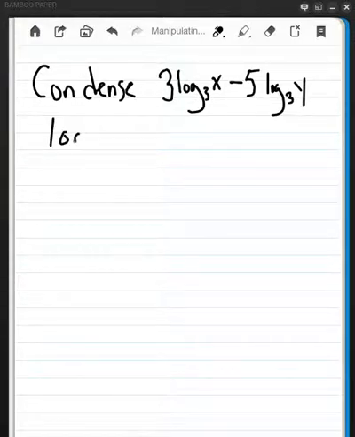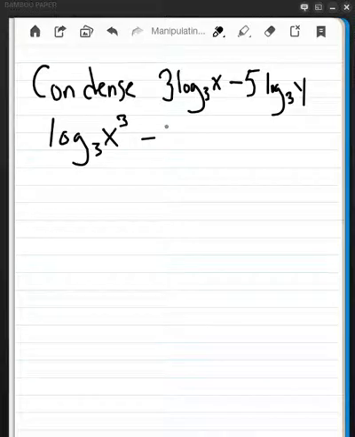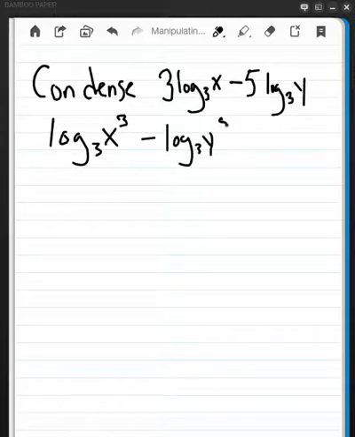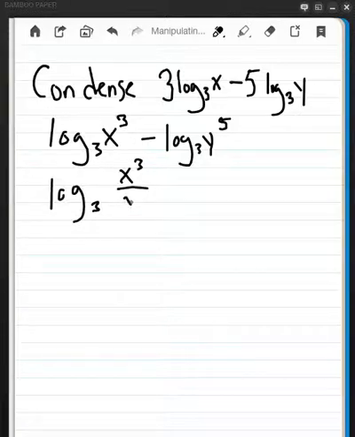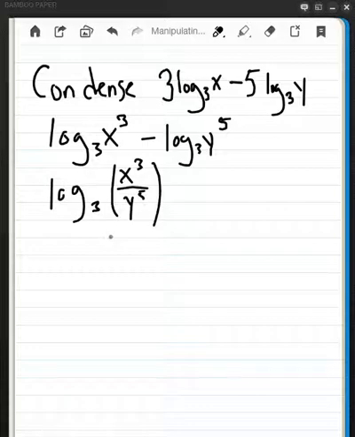We can do that by using that power rule and saying that log base 3 of x cubed minus log base 3 of y to the 5th. There we go. Now we can actually combine these log expressions together by using that quotient rule. So we have log base 3 of x cubed divided by y to the 5th. So that's what we take the log of.